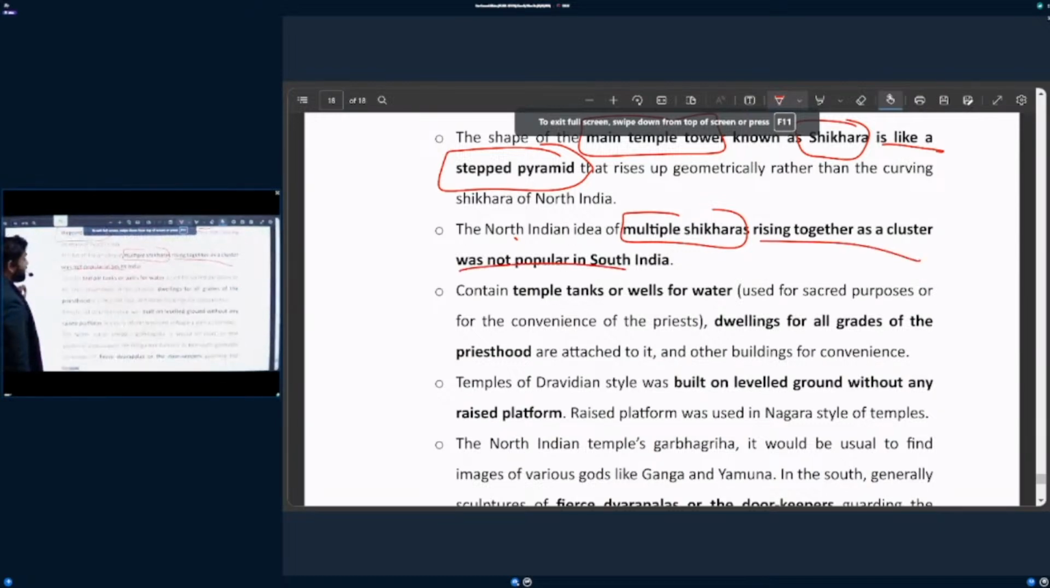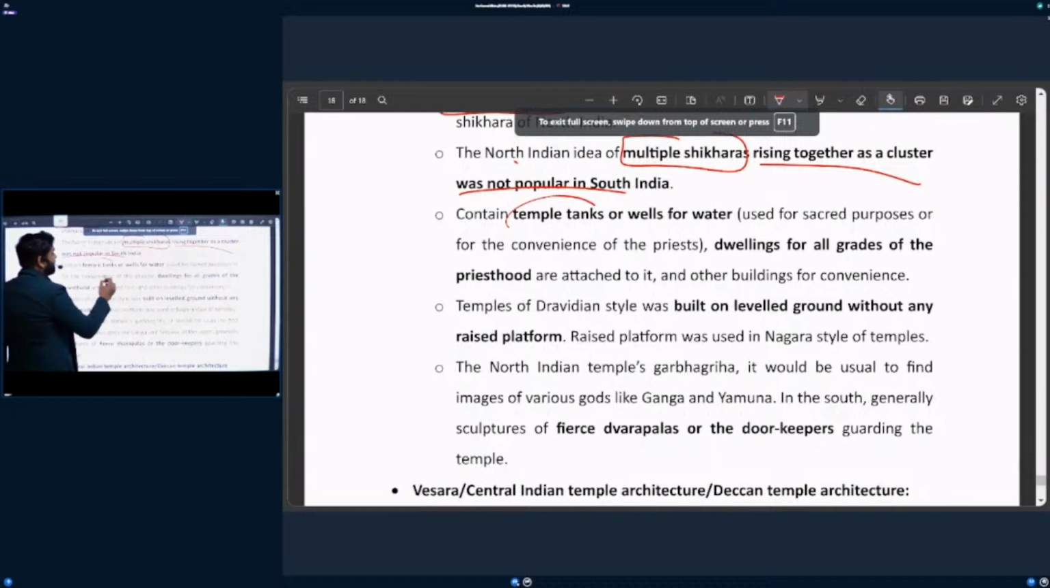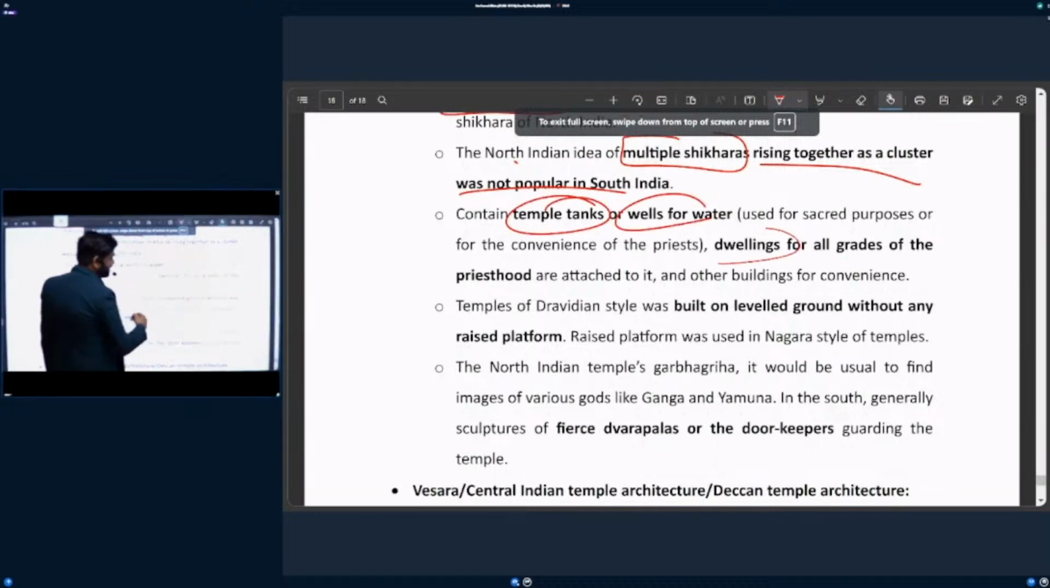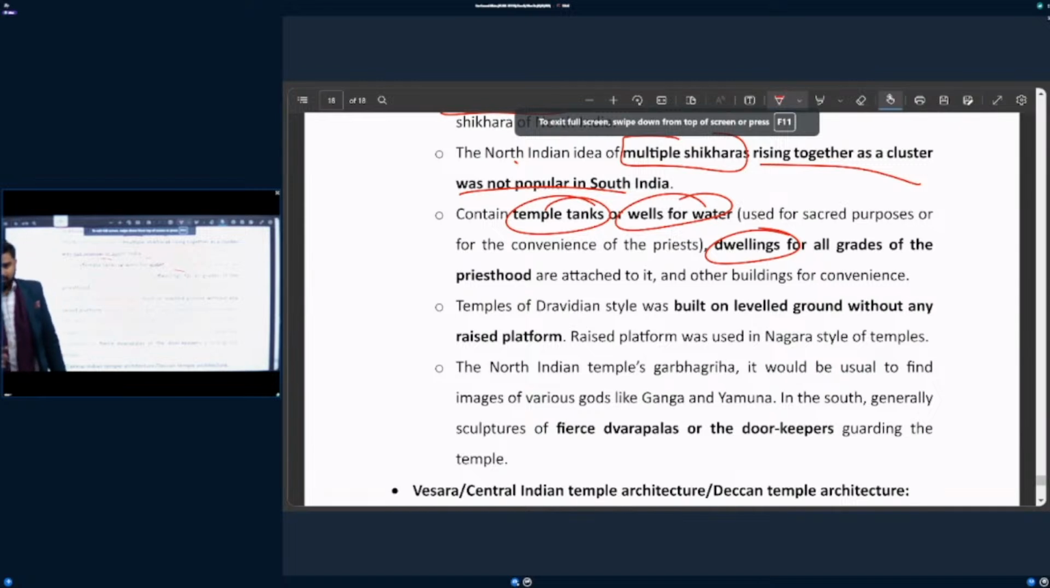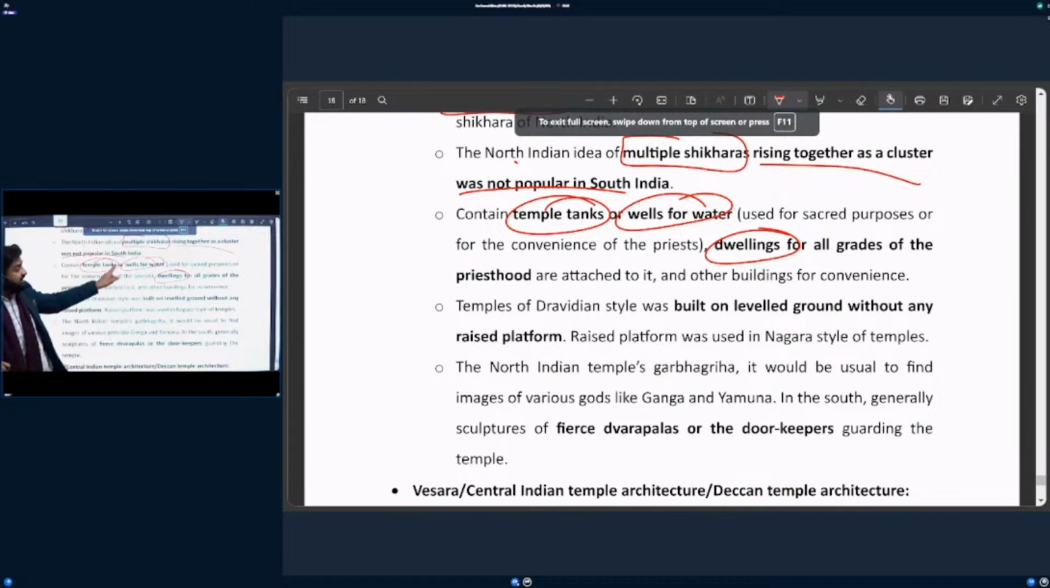नेक्स्ट, the Dravidian temple often have temple tanks as well as dwellings. जबकि नगर में ऐसा नहीं होता. नगर में dwellings are not attached to the temple itself. हो सकता है मॉडर्न टाइम्स में आप अटैच कर देते हो, बट प्रॉपर नगर स्टाइल में temples are separate. The living arrangement for the priest and everything is away from the temple. आसपास ही होगा लेकिन away from the temple. जबकि डिवीजन में they are within the temple itself. Clear? Please remember this. They have the temple tank, waterfall tank, and dwelling units for all grades of priesthood.